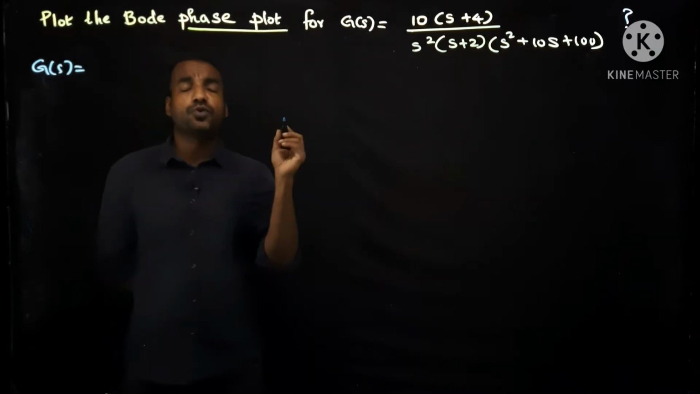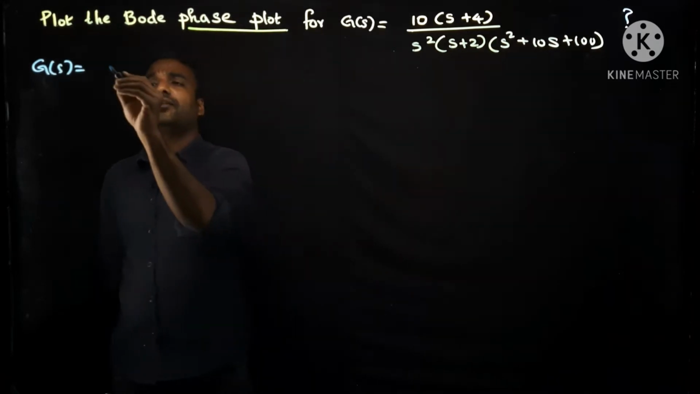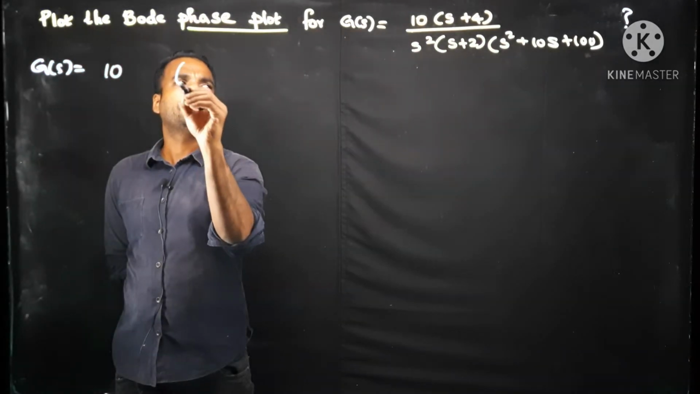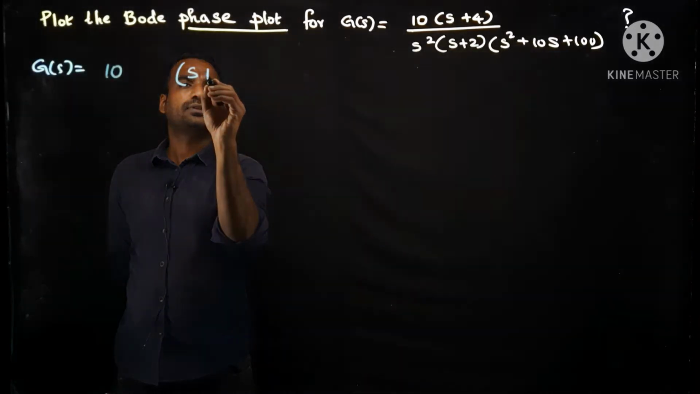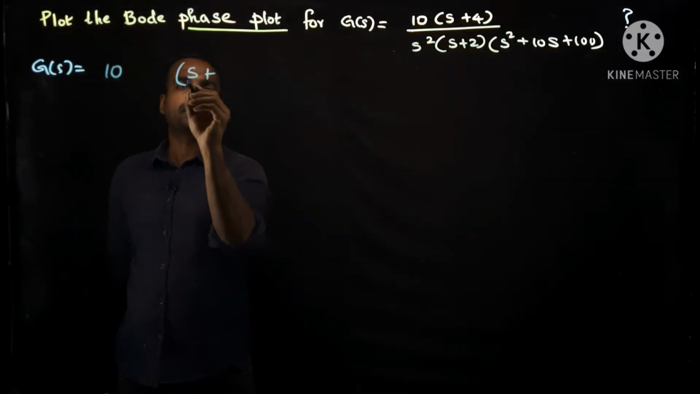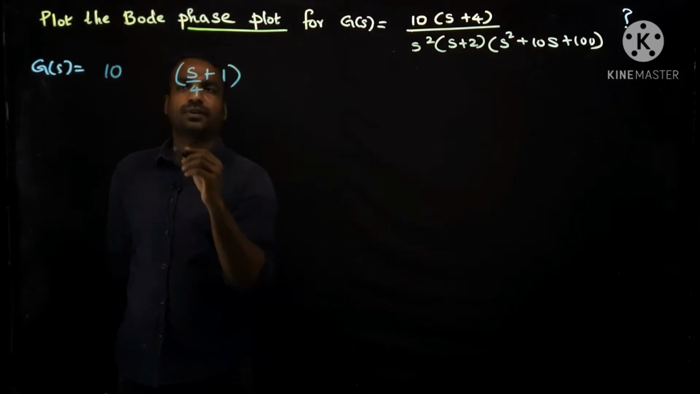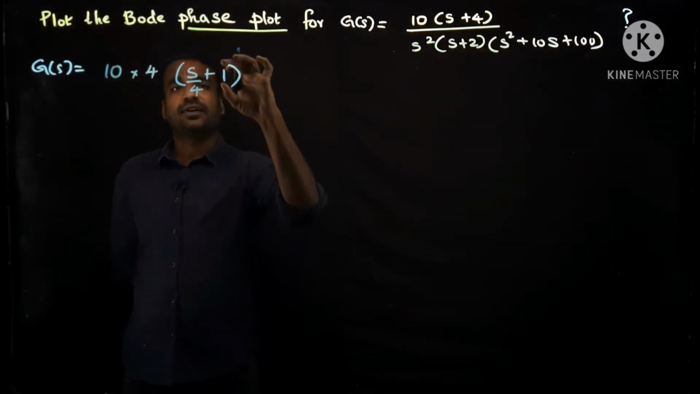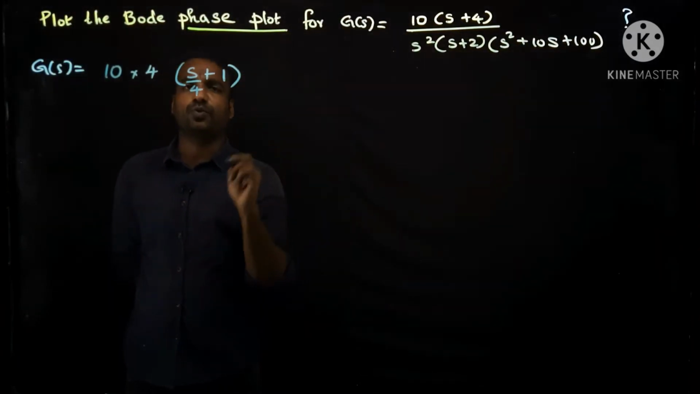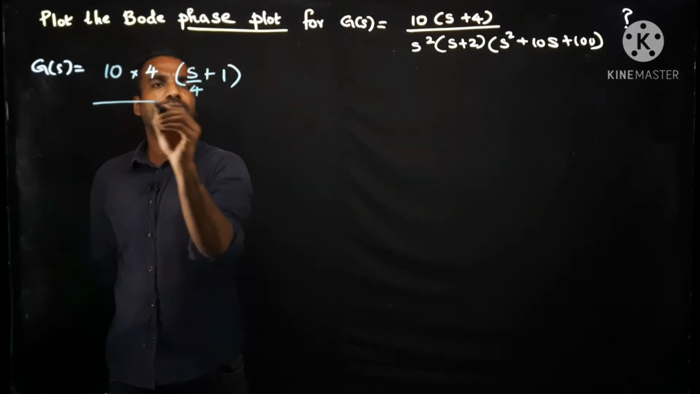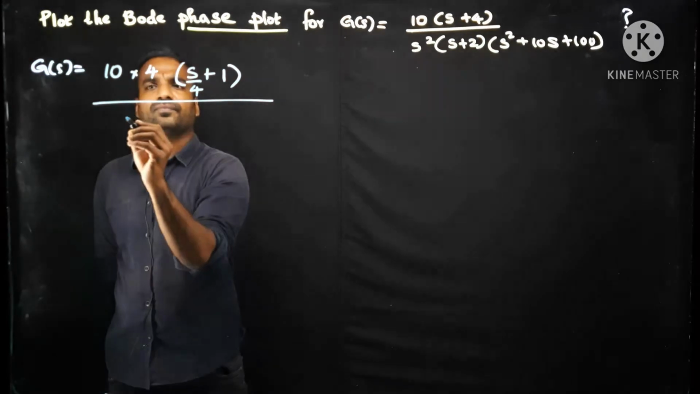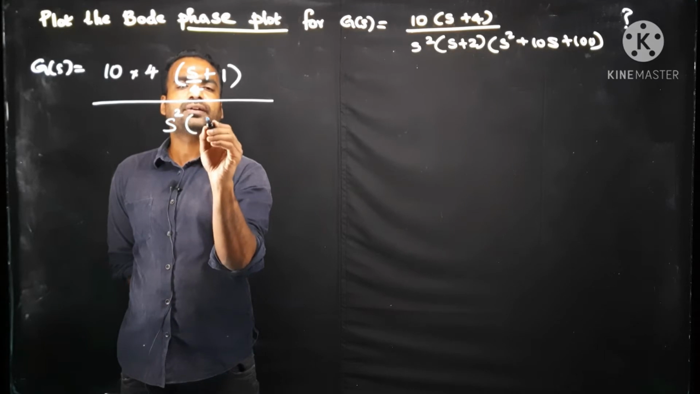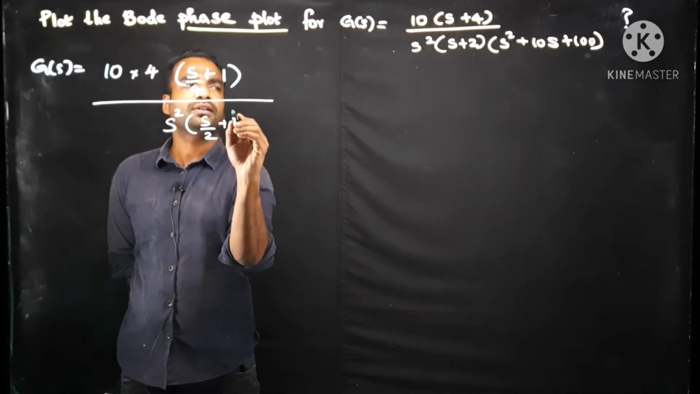First of all, if we get a question in Bode plot, we have to make it in standard form. 10 is the constant. For making it standard form, in s plus 4, we have to take 4 outside. So, it will become s by 4 plus 1. Why so? For making it standard, the constant term should be equal to 1. Divided by s square is also in standard form itself, nothing to do with that. And in s plus 2, we have to take 2 outside. So, s by 2 plus 1.